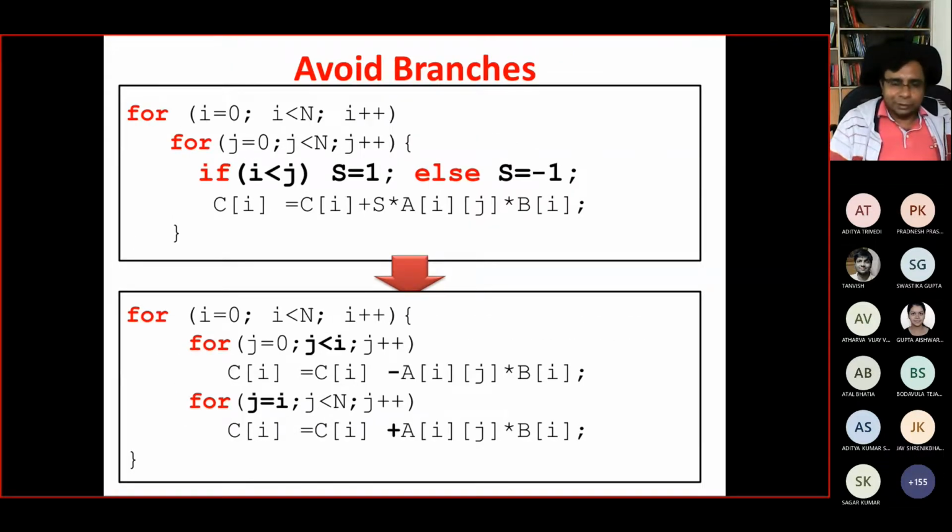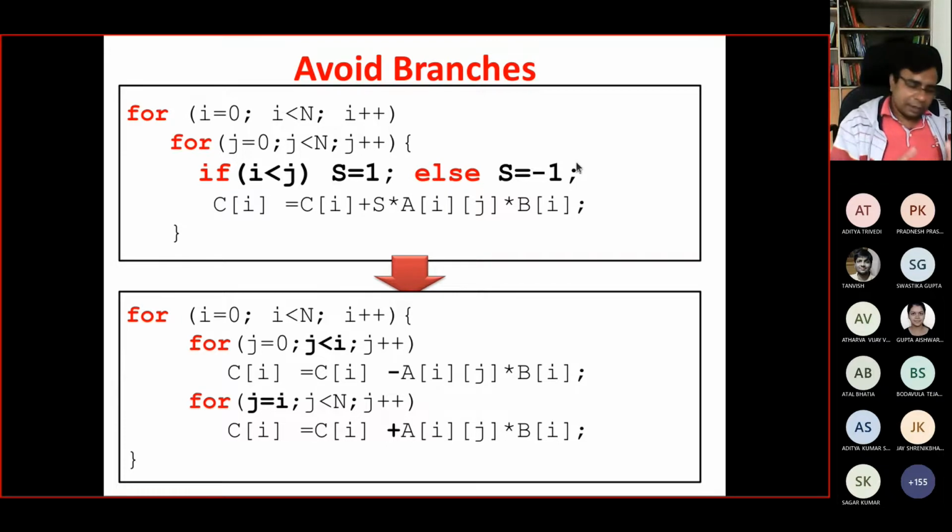This is another example. Are you able to see the code? This top code: for i equal to 0 to n, for j equal to 0 to n, if i is less than j, s is equal to 1, else s is equal to -1. And then we do C[i] = C[i] + s * A[i][j] * B[j]. So here s depends upon this predicate, if i is less than j.